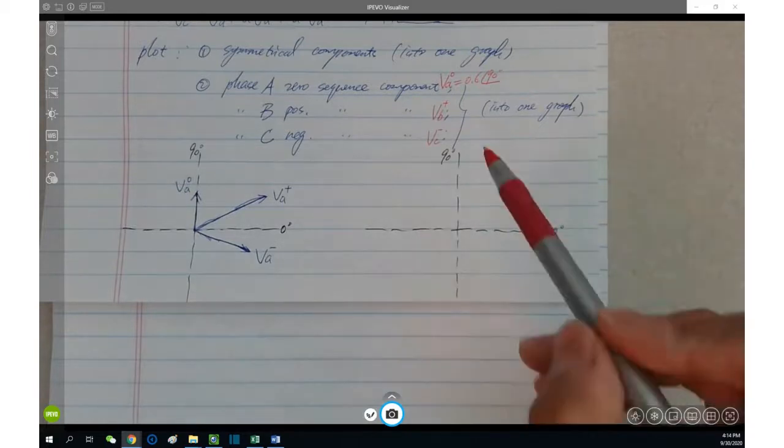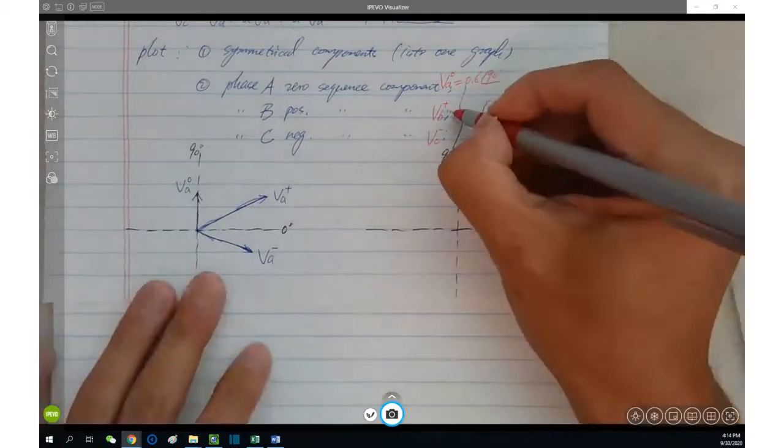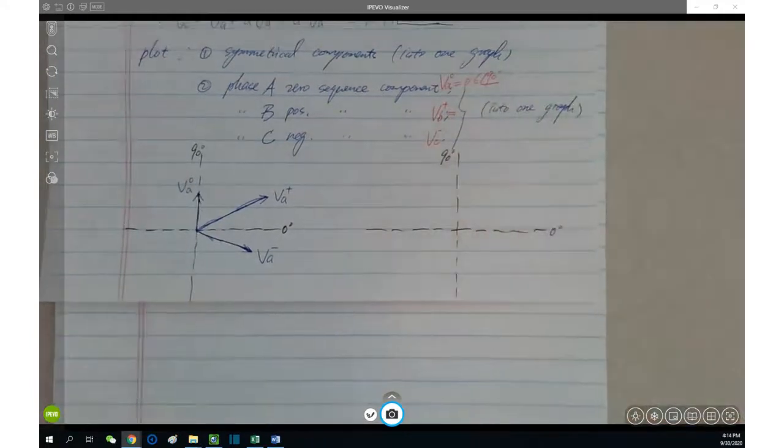Next, positive sequence of the phase B. How to find the positive sequence of phase B? What's the easiest way? Anyone? Any idea? How to find a VB plus?